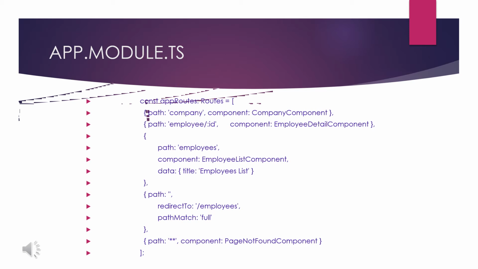If I am logging into the application, the application will automatically redirect all of us to the employees page, so the employees page will be loaded. Slash employees means I already declared this path employees for the employee list component in the previous path, right? That is matching here. Path match full means it will automatically redirect there whenever I start the application.